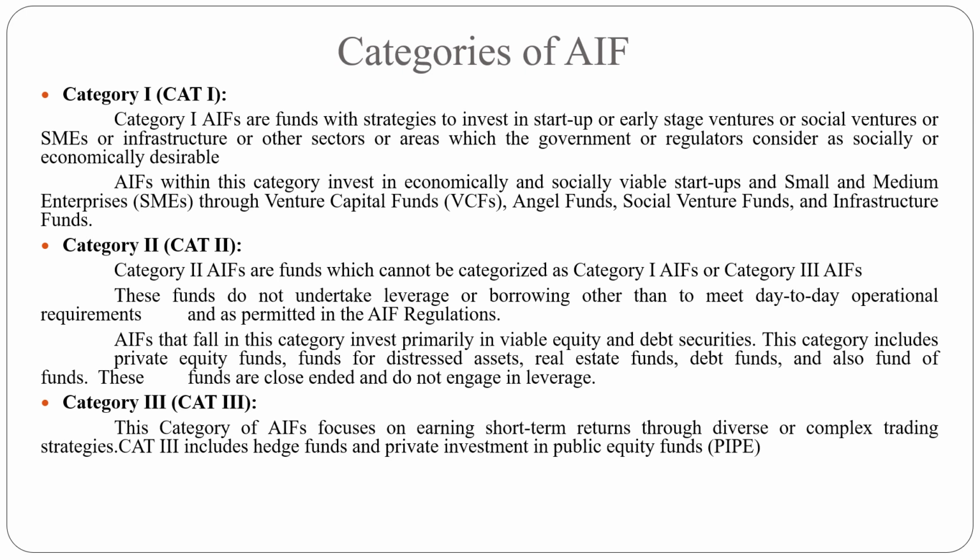Now, what is category 2 then? Category 2 AIFs are funds which cannot be categorized as category 1 or category 3. It means others, and this is the most important category. Most of the startups or other investors will fall under category 2 only. These funds do not undertake leverage or borrowing other than to meet day-to-day operational requirements as permitted in the AIF regulations.